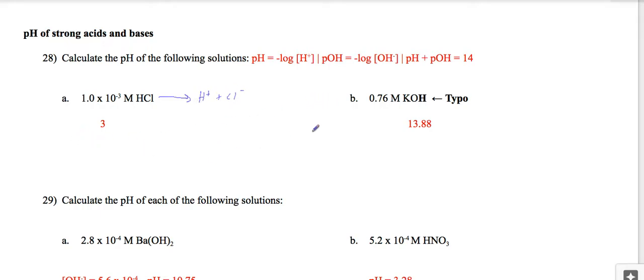Negative log 3. This one here, be careful, it's 13.88 because you have to take your answer and subtract it from 14. Notice the typo here, there should be an H there for the hydroxide.